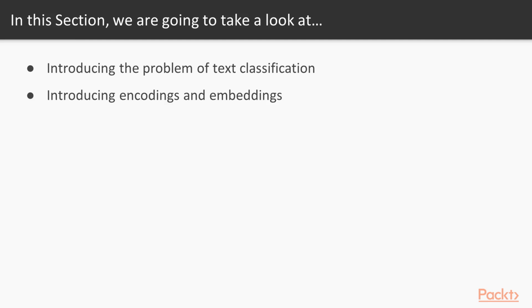Second video, we'll look at the problem of representing text data in numeric format. There are two approaches to this, encodings and embeddings. Third video, we'll look at the problem of extracting patterns from text data, such that we're able to place the text into different classes. We'll be doing that using recurrent neural networks.